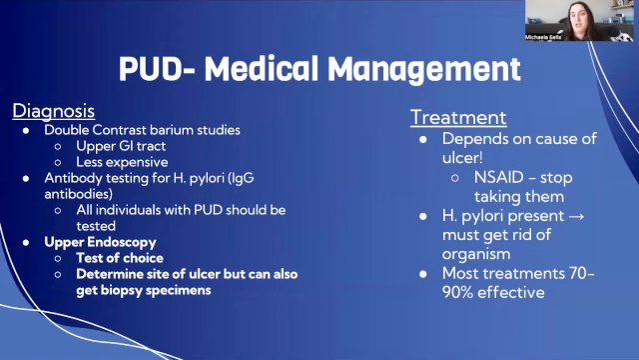Treatment depends on the cause of the ulcer. If they're taking an NSAID, you want them to stop taking it. If H. pylori is present, you must get rid of that organism. But most treatments are 70 to 90% effective.